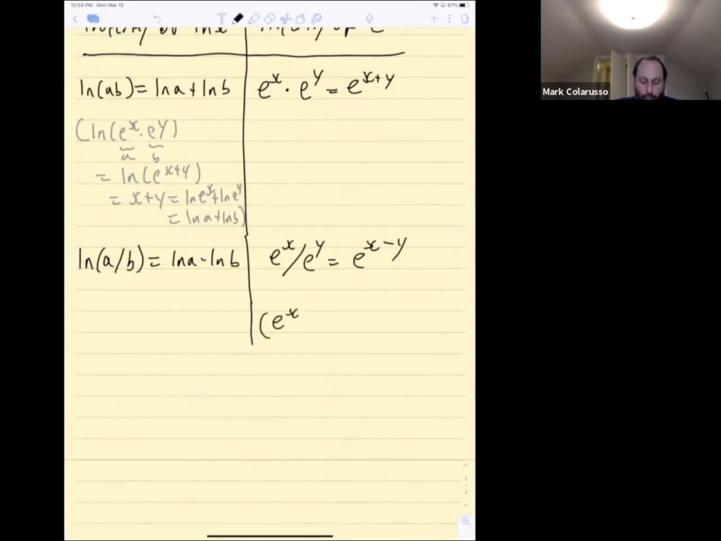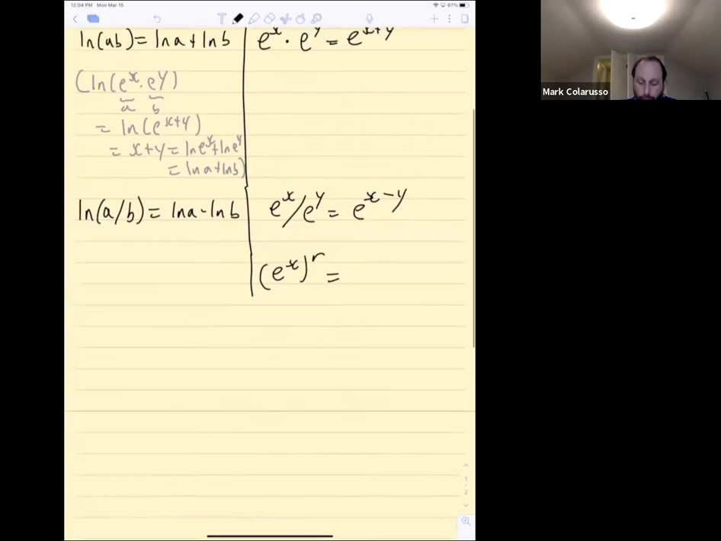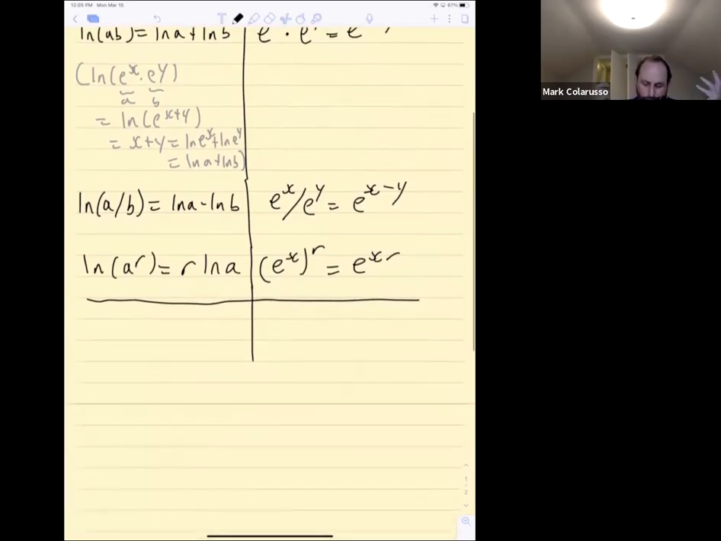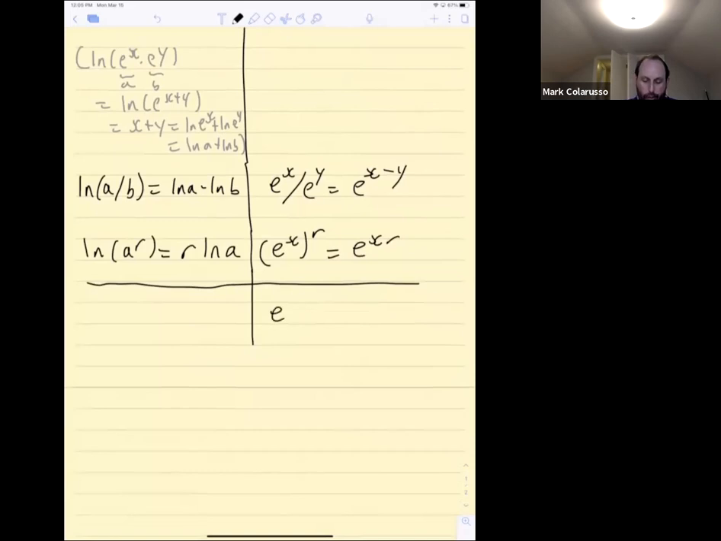Then we had this friendly one. If you take an exponent of an exponential, so e to the x raised to the rth power is e to the x times r. So you multiply the exponents. In the logarithm world, if you take the logarithm of a to the r, the r comes down in front of the logarithm, and you get r times ln a. And there's one more I'm probably missing. This is kind of a special case of the quotient one, but I guess it warrants its own thing.